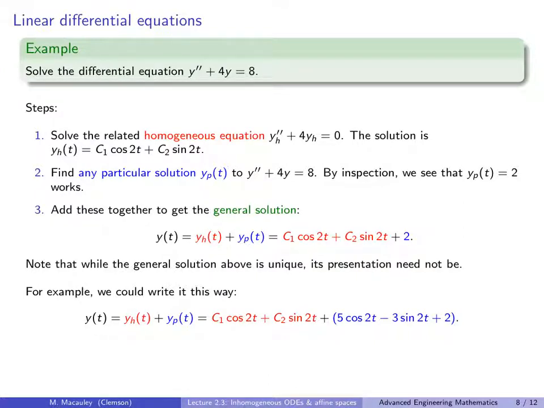We could, instead of using 2 as our particular solution, we could take something else in here. Let's take C1 to be equal to 5 and C2 to be equal to -3. And now we have a new presentation of our general solution.